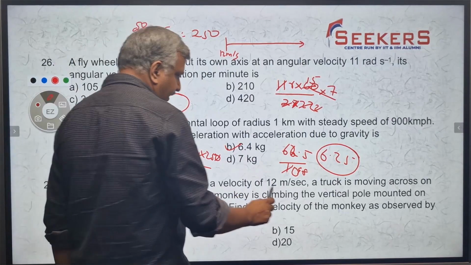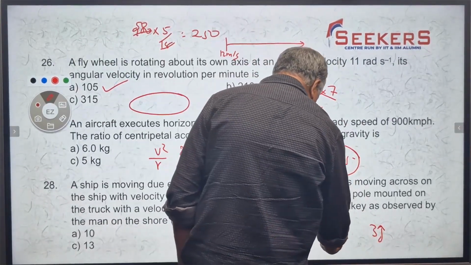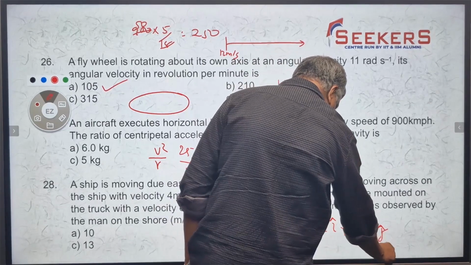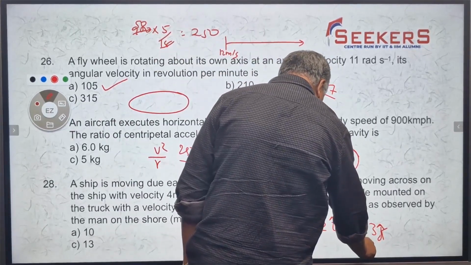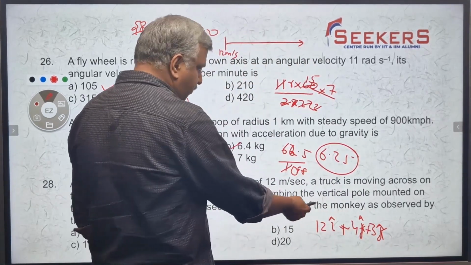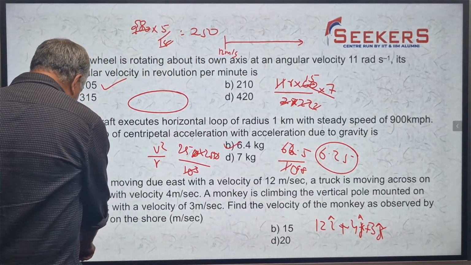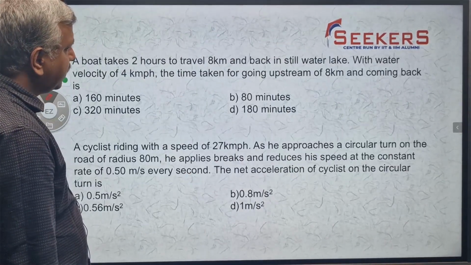So 3 meters per second, I'll say it is 3 k cap. Then again, I'll say this is 12 i cap plus 4 j cap, so that way it will become easy. So this is the velocity. When you find this out, it will be square root of 12 square plus 4 square plus 3 square. So that is 13.